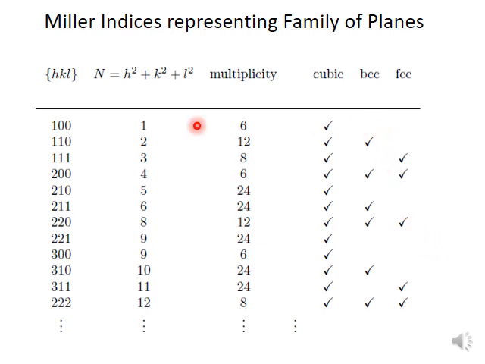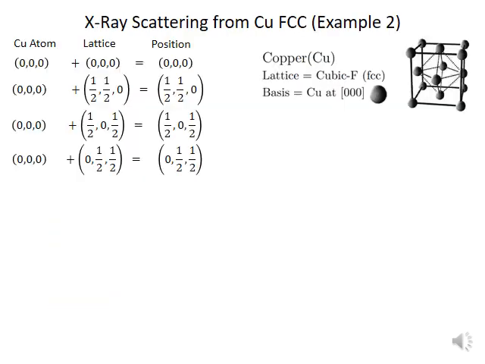So in a BCC, you can see that the 100 is missing, a 111 is missing, similarly a 210 is missing. So you can check any combination in which the sum of HKL is any odd number. It doesn't give you any scattering.